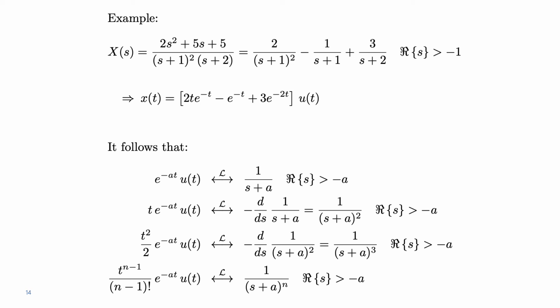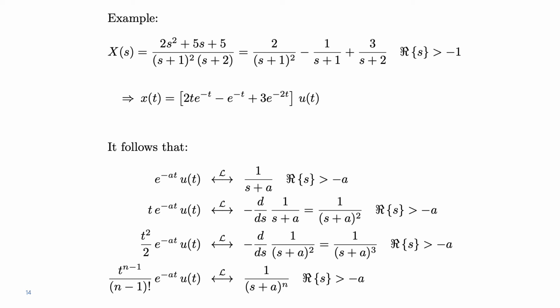Each one will have its own coefficient, and if we solve the equation, we can determine the three coefficients, and in this case they would be 2, minus 1 and plus 3. Therefore we can write X(s) as it is written at the top of the slide, as 2 over (s plus 1) squared minus 1 over s plus 1 plus 3 over s plus 2. In this case, we are assuming that the region of convergence is real part of s larger than minus 1. It is given to us.